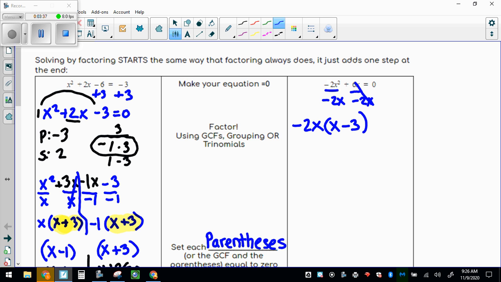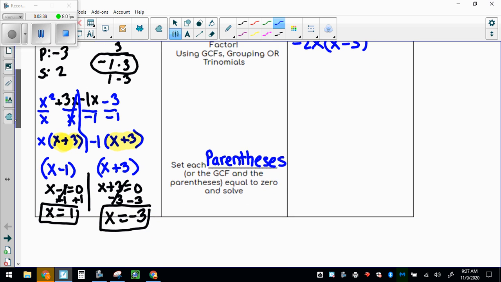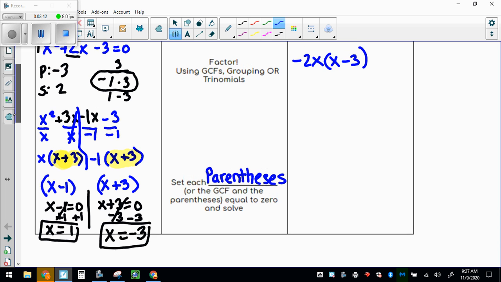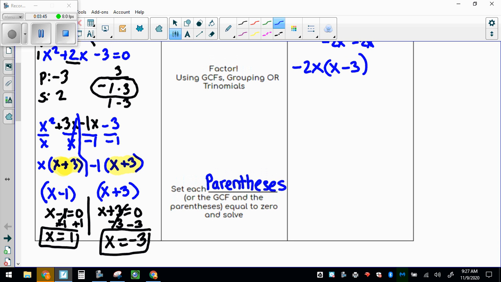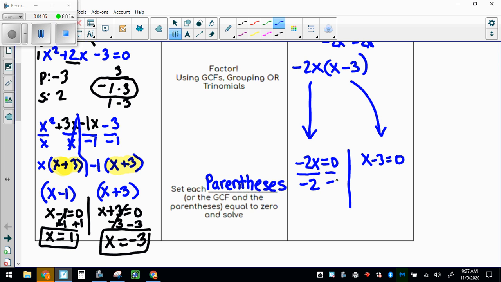So the new step is to set each parentheses and the GCF equal to 0. In this case, we are going to set the -2x, because it's our GCF, equal to 0. And I'm going to set the parentheses x minus 3 equal to 0. And we're going to solve. This says -2 times x; opposite of times is divide. And 0 divided by -2 is 0. So that is our first answer.